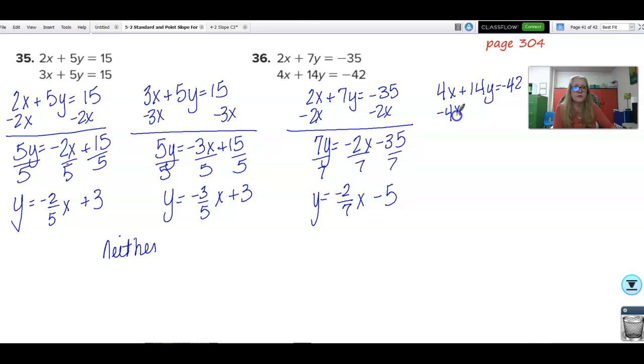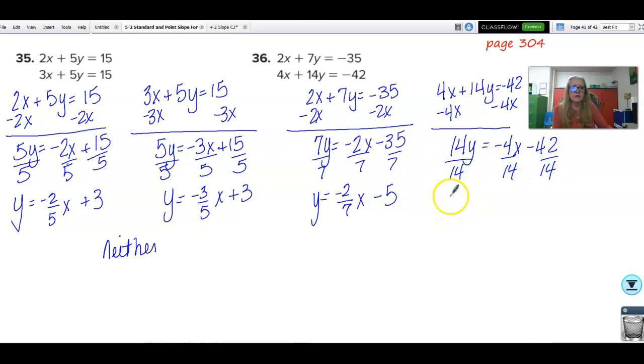Over here, subtract 4x from both sides. It gives me 14y equals negative 4x minus 42. Divide everything by 14. Gives me y equals negative 2/7 x minus 3. These lines are parallel because they have the same slope.